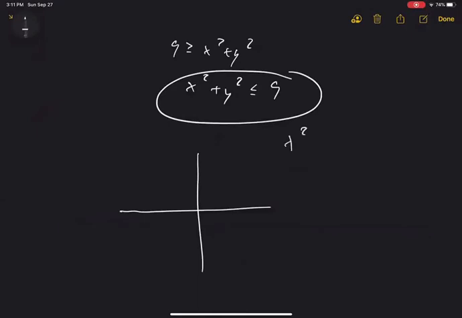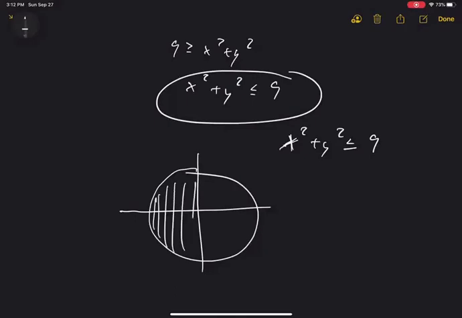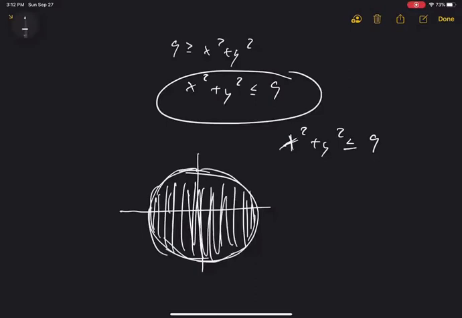So once again, I do my little trick of changing my inequality to an equal sign. If I had x squared plus y squared equals 9, what is that? Well, that's a circle with radius 3 centered at the origin. But that's my equals, and I have less than or equal to. So are my x and y's going to be inside the circle or outside? It's going to be inside. So my domain is this shaded region, including the boundary. Okay, so that's my domain.